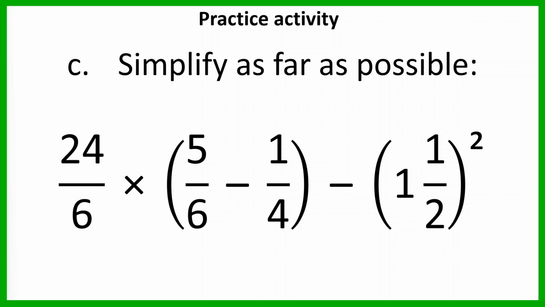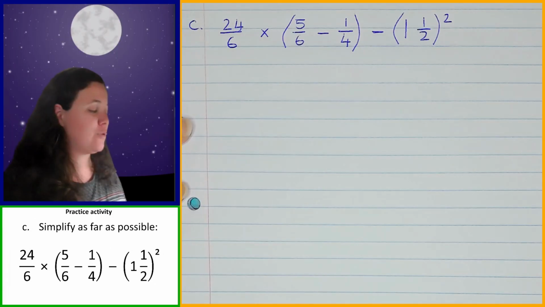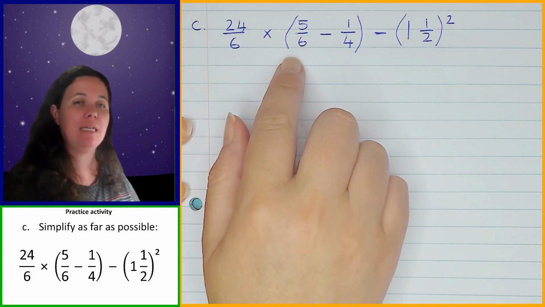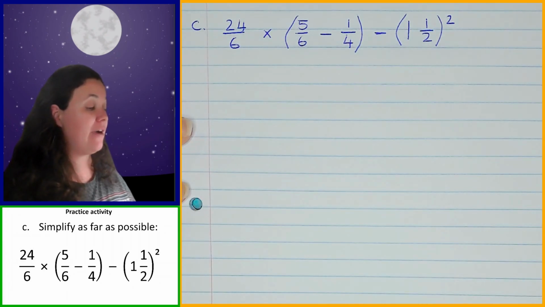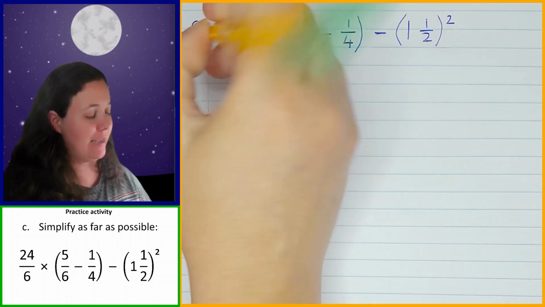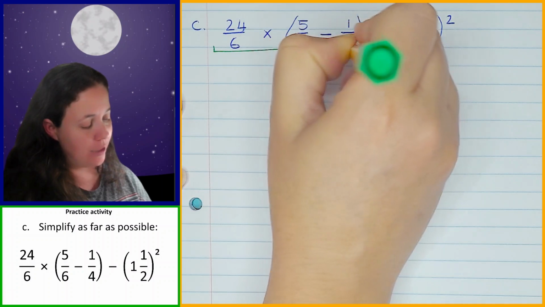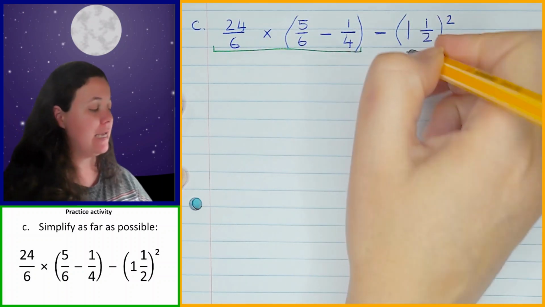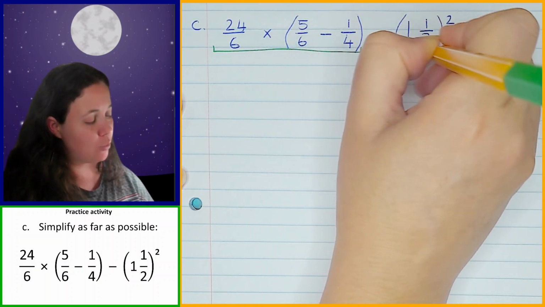Okay, so let's go through that question. So in this question, you have 24 over 6 times, in brackets, 5 over 6 minus a quarter, and then minus 1.5 squared. So our first term is all of this up to the end of the first set of brackets, and the second term is the minus 1.5 squared.